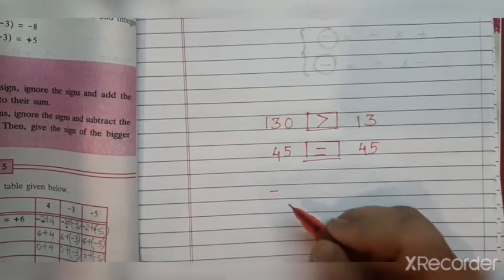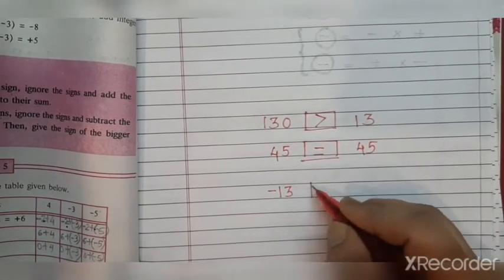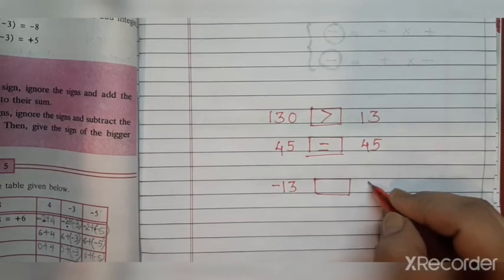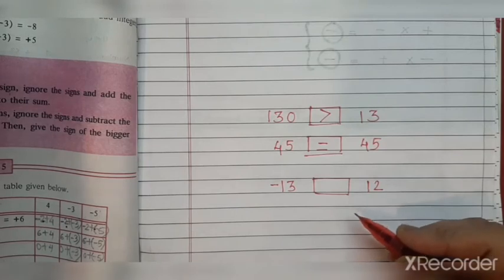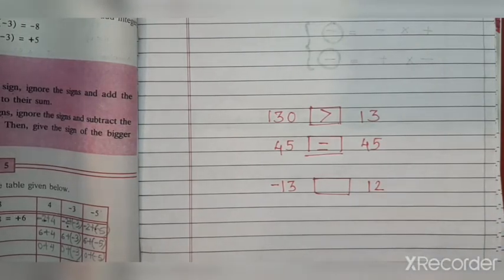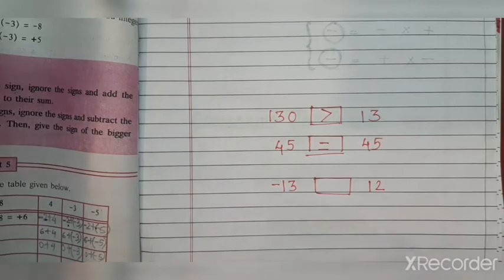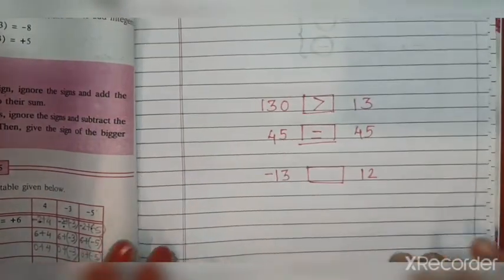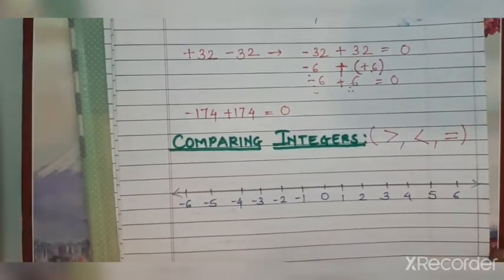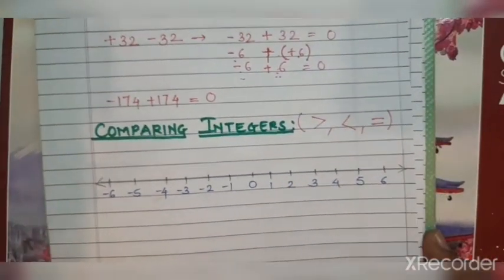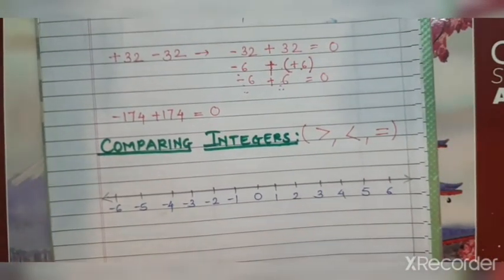But what happens with this sum if I give you negative 13 and 12? When there is a negative number, how do we compare? It is very simple. We have studied the number line, and it is very simple to understand the greater number and the smaller number in integers. So coming back to the number line, here you'll see I have drawn a number line with the positive integers, negative integers and 0.